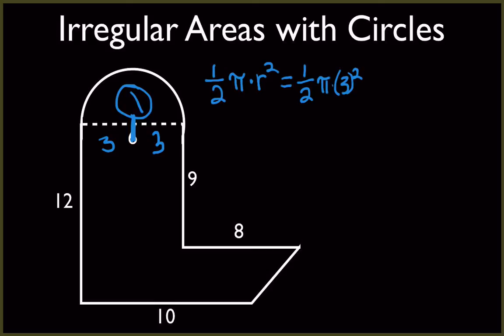Simplifying that, I'm going to end up with 9 over 2 pi. I can include units squared on there, but it's 9 over 2 pi. And that's my first section.